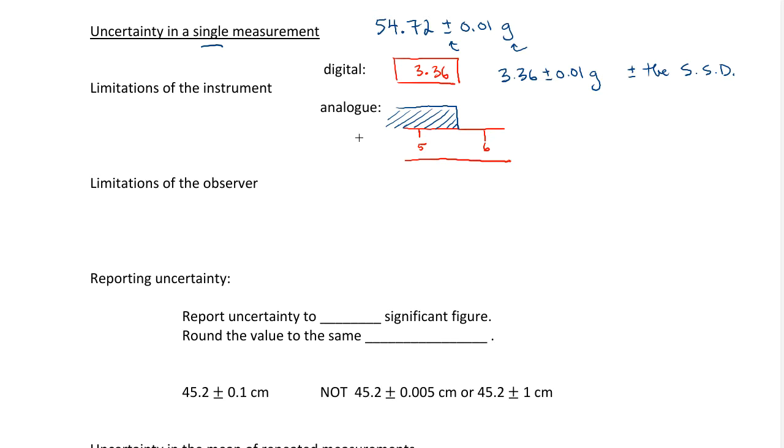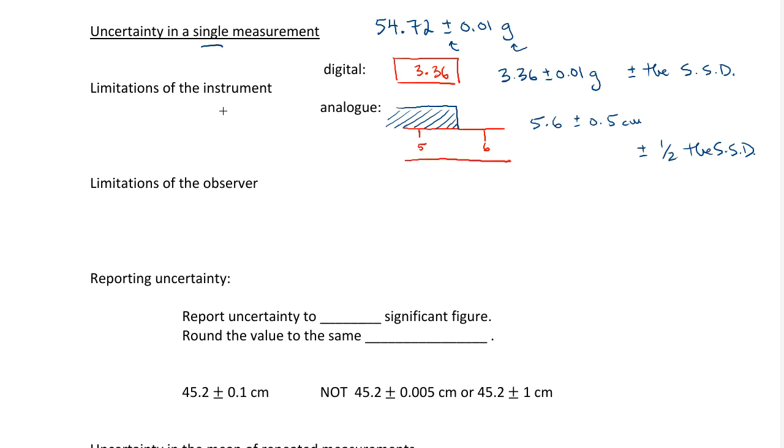In contrast, the rule for analog instruments, like the ruler that I've shown here, is plus or minus half the smallest scale division. So for example, this object we might read as it looks like it's a bit more than halfway, so let's say that's 5.6 centimeters plus or minus 0.5 centimeters. So for analog instruments, the rule is plus or minus half the smallest scale division.